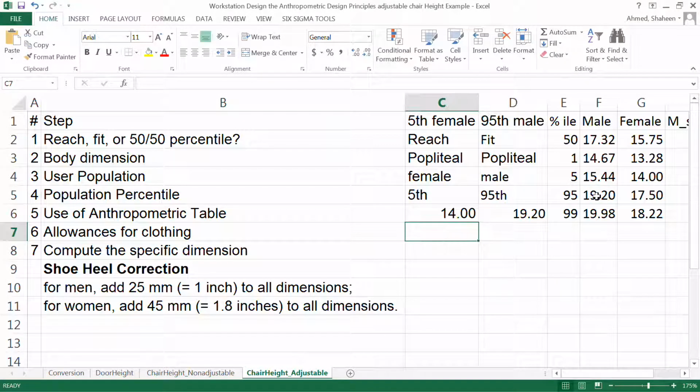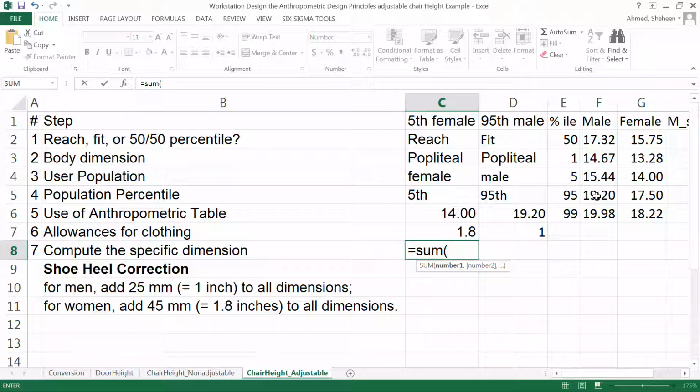And then clothing allowances: female shoe heel is on average 1.8 inches, and then male is about 1 inch. So the total, you can simply sum these two to get the final dimensions.